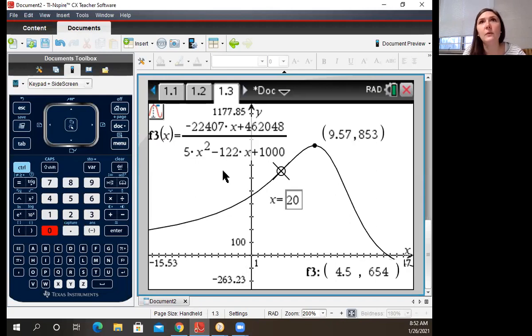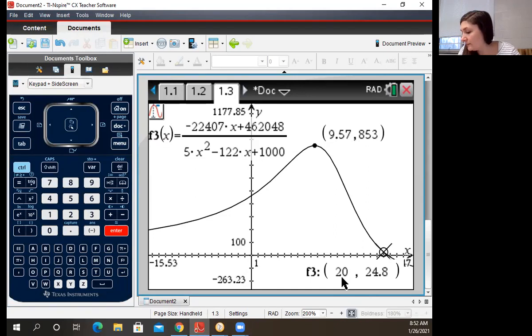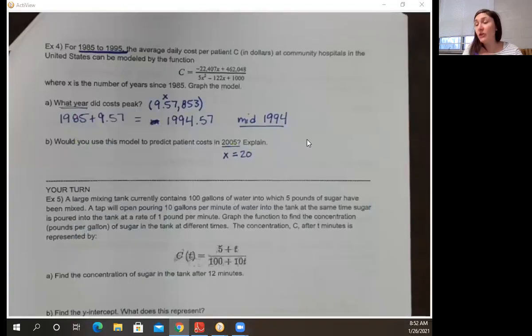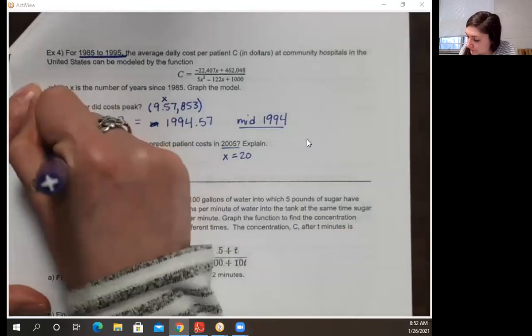I'm just going to type in 20 here and have it jump. So when x is 20, in 2005, it's telling me my patient costs are $24.80. Does that seem reasonable? And if I were to pick a later x value, let's say x is 30, that would be down here. My daily cost per patient would be negative. That also doesn't seem reasonable. So no for a couple of reasons.